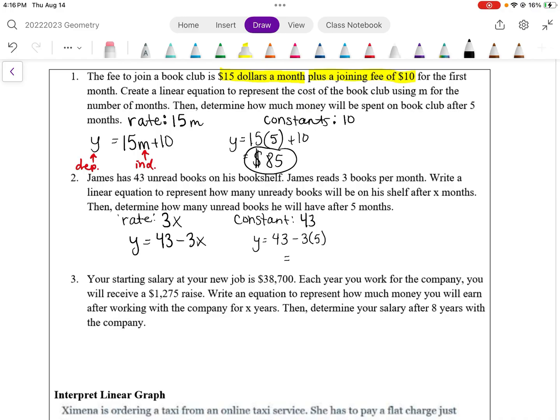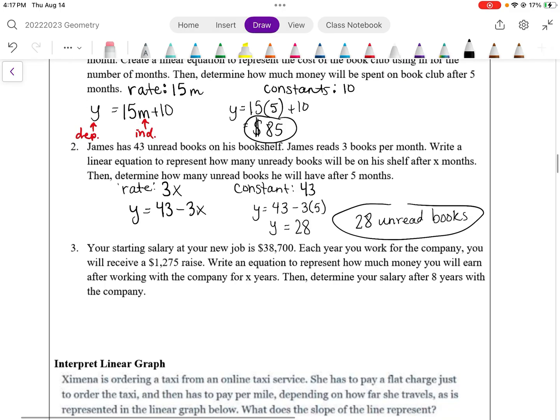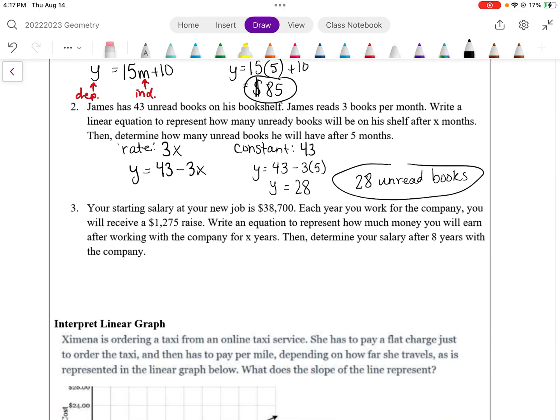times 5, which should be, what's 43 minus 15? That should be 28. So we're going to answer this by saying 28 books. 28 unread books. So not only is it important to make sure you identify your rate and your constant, it's also important to know if you're adding or subtracting. Should your number be going up or should your number be going down?